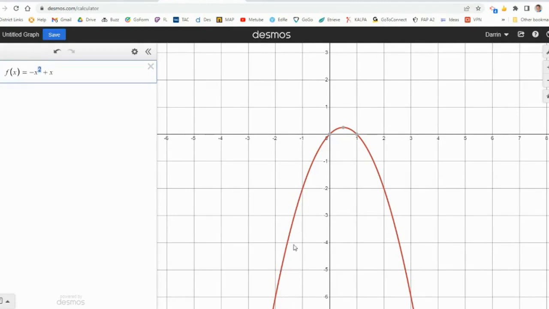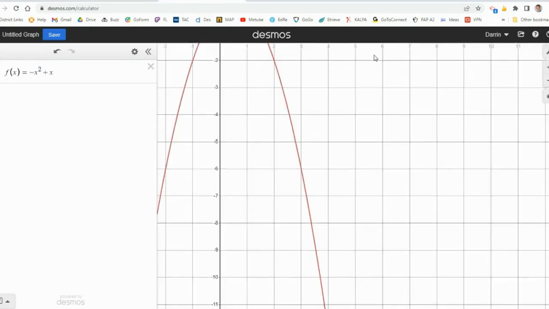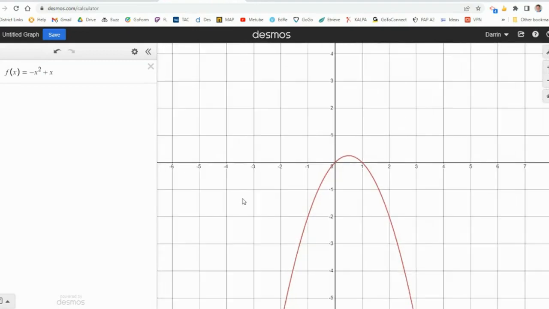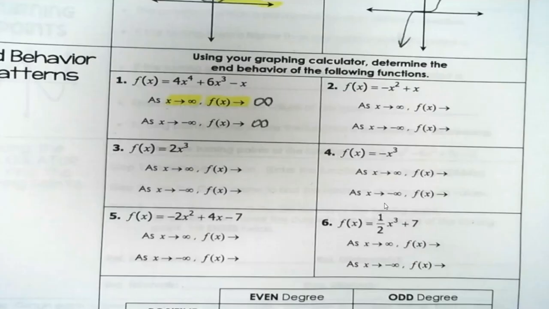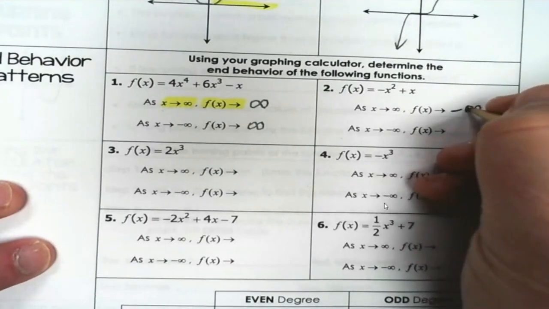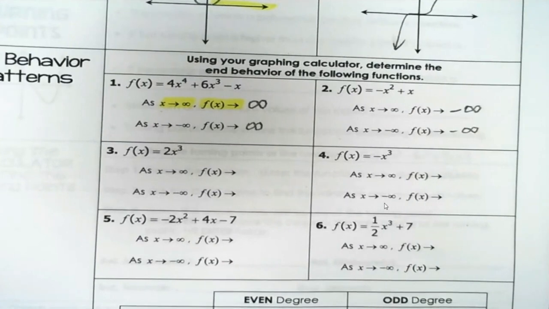And we see both sides, as x is getting bigger, it's going down to negative infinity. As x gets smaller, it's going down to negative infinity. So it doesn't matter which direction we're looking at there. It's going to negative infinity on both ends of the graph. Both ends are going to negative infinity.